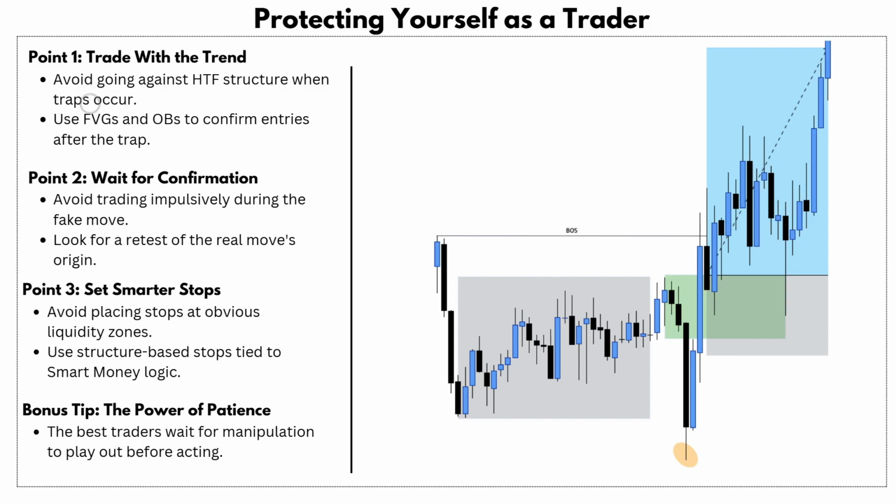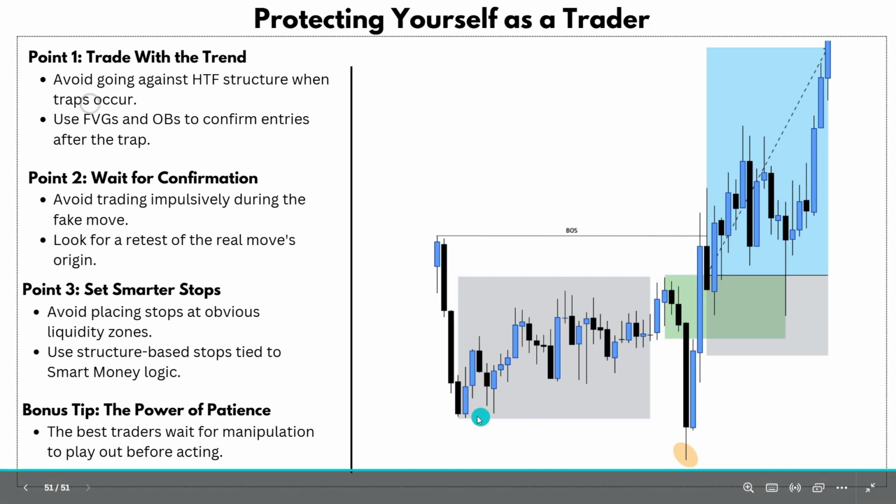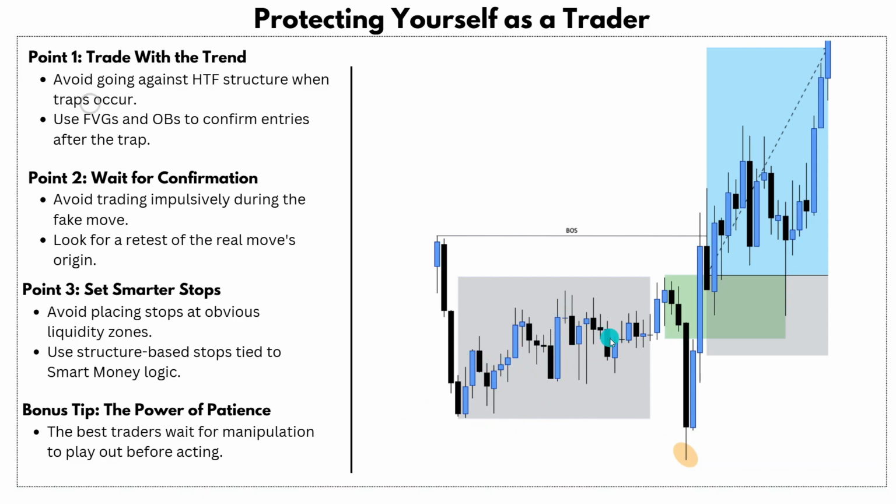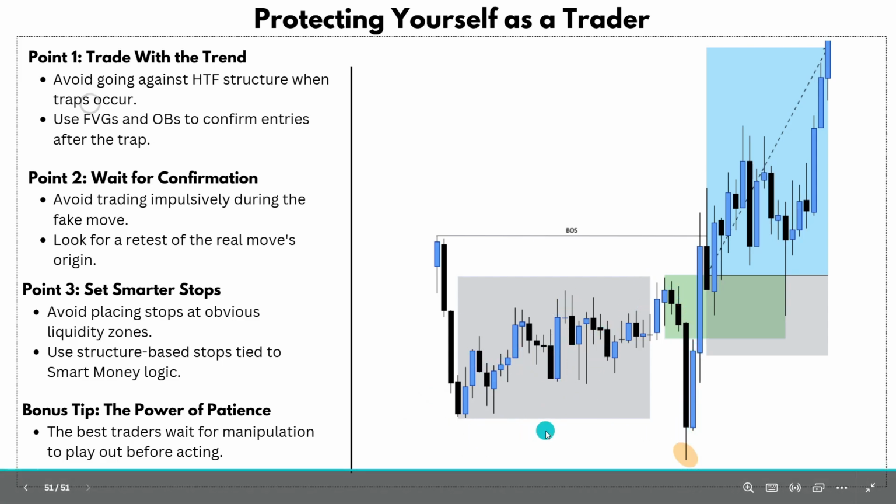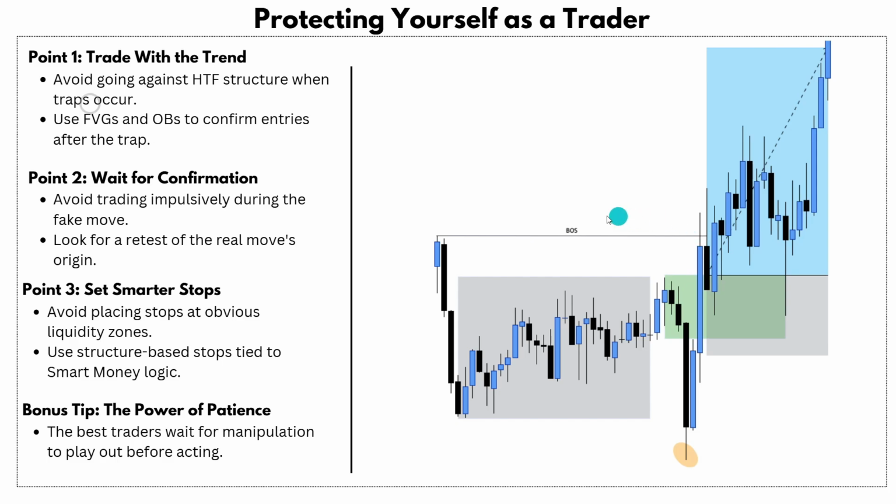Point number 2 is to wait for a confirmation. Avoid trading impulsively during the fake move and look for a retest of the real move origin. As you can see right here, price was accumulating orders and then pushed lower to clear this consolidation low right here. Consolidations are a point of liquidity. So after price clears this old low, price then quickly rallies higher to give us a breakup structure of this old high right here.